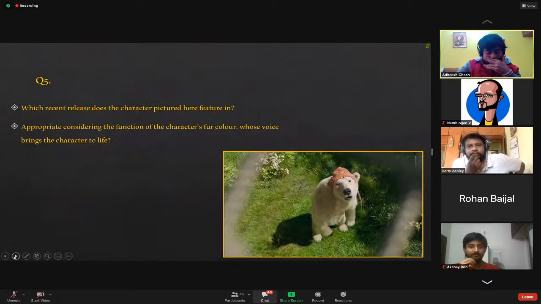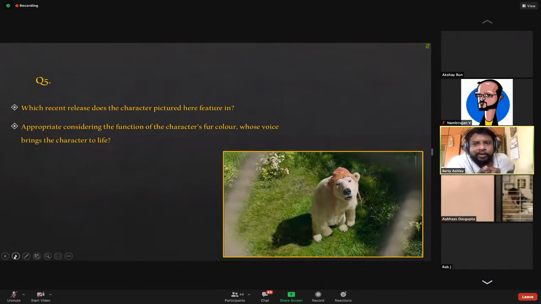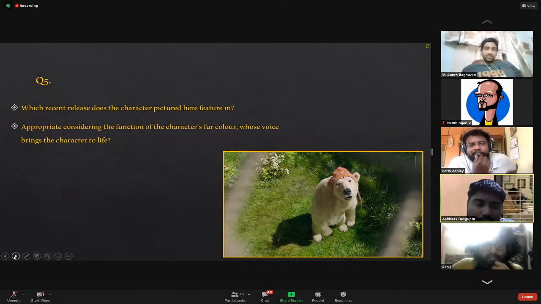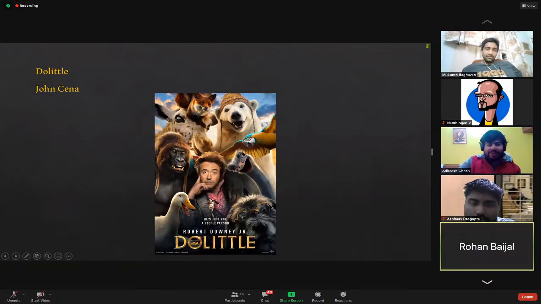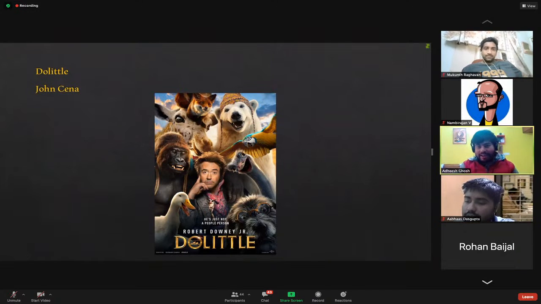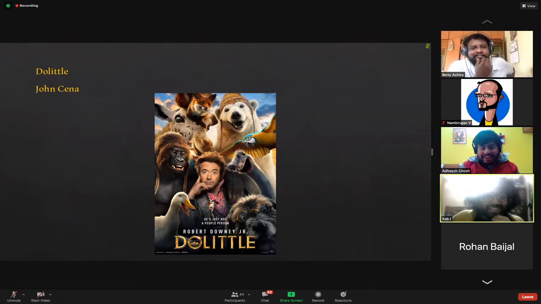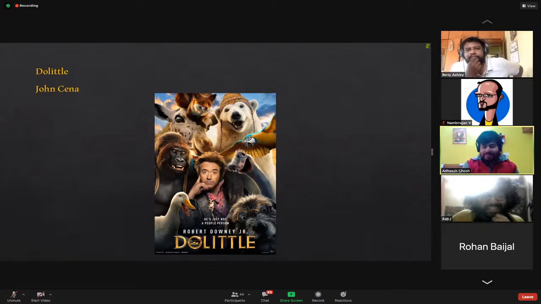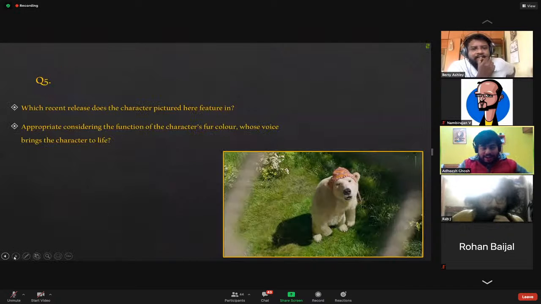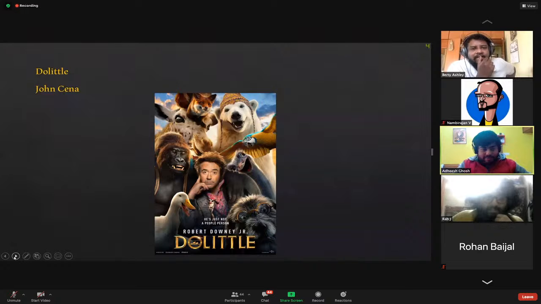Question number 5. This is Doolittle. John Cena. Doolittle and John Cena, exactly. So as you might know, the polar bears are white, so as to camouflage them in the Arctic. This is essentially a great question. And John Cena, as I gave the hint, has already done voice acting work for Ferdinand a few years ago. So I was thinking some people might go for Batista because of the Drax thing, but good crack all around from a lot of people.